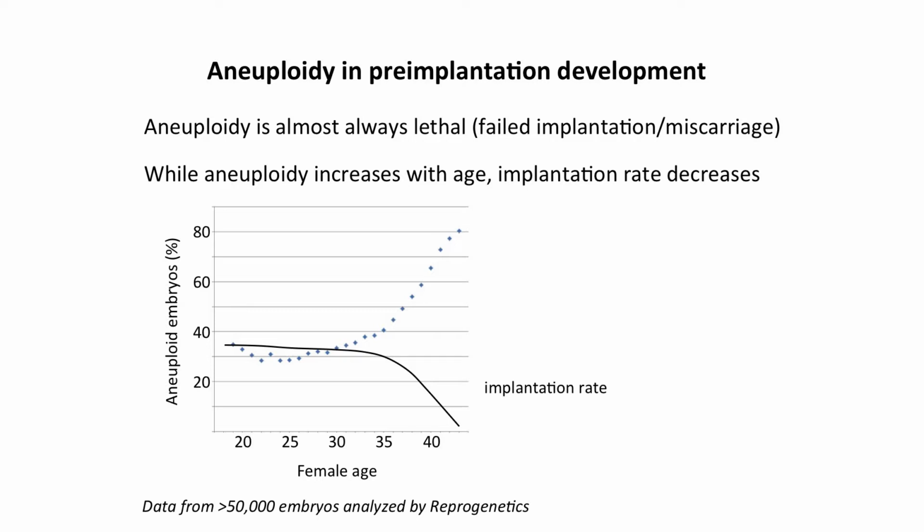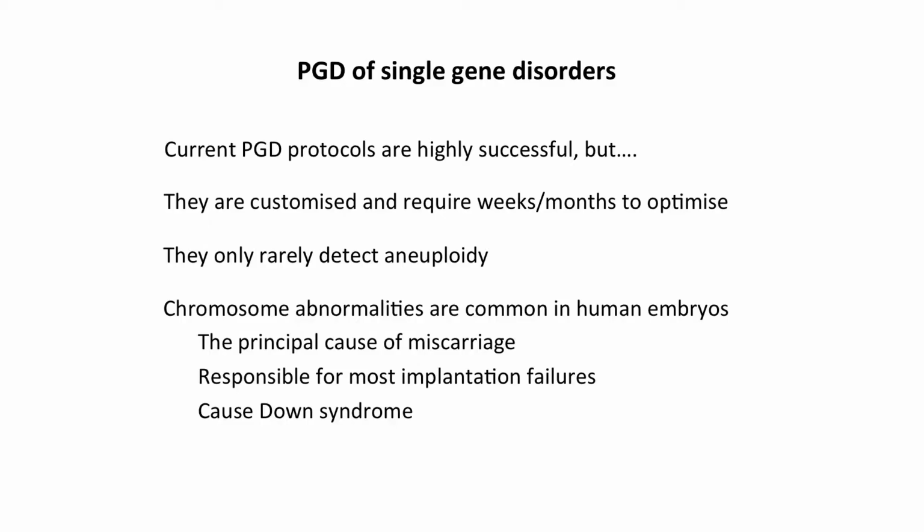So not surprisingly, as aneuploidy rate goes up with age, the implantation rate goes down, and it's no coincidence that these two lines are almost a mirror image of each other. What you're seeing is cause and effect. So, unfortunately, our regular PGD protocols, nice as they were, did not detect aneuploidy, and so we're potentially transferring embryos that are going to end in a miscarriage.